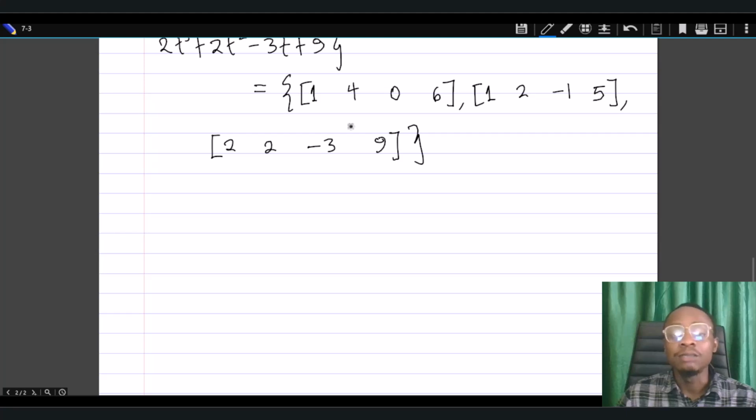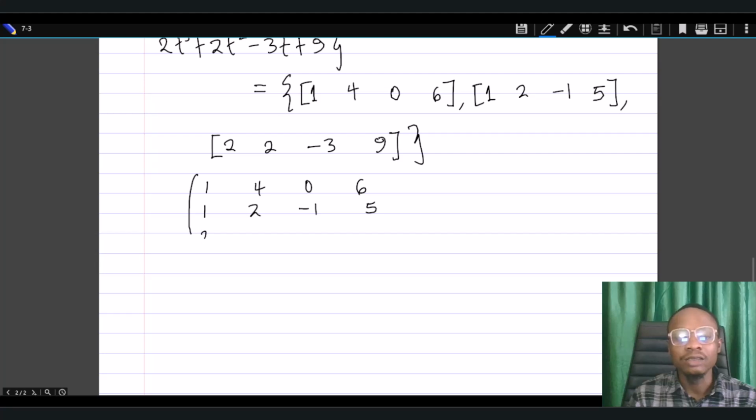I think it is more straightforward also to just put them as the rows. That's why I'm just adopting that approach here. It doesn't mean that the other will not work. It works. Okay, so this is 1, 4, 0, 6. Then this is 1, 2, minus 1 and 5. Then this is 2, 2, minus 3 and 9. So with this, we have our matrix to deal with, and we now carry out elementary row operations to reduce this. So we have one here, good for us.